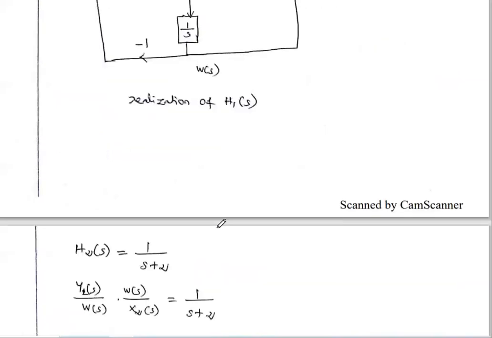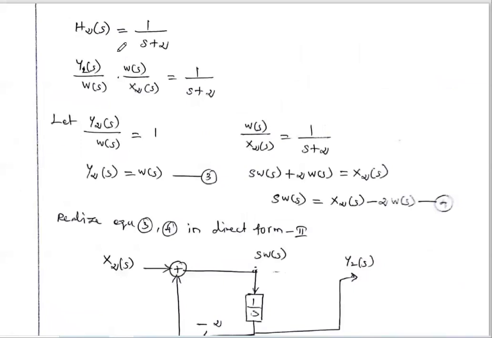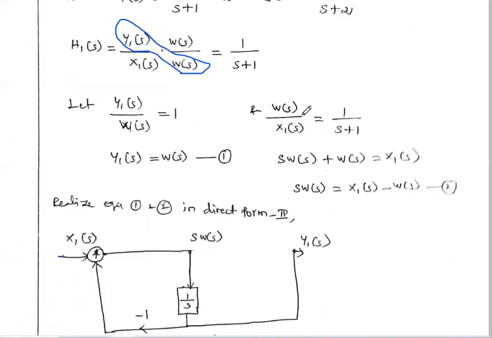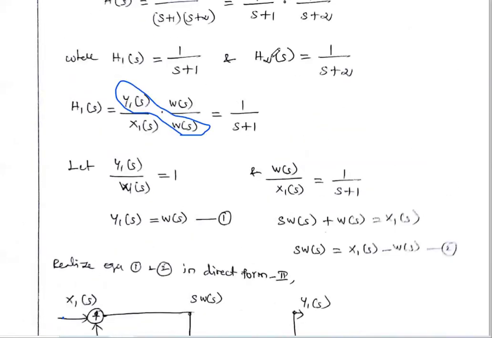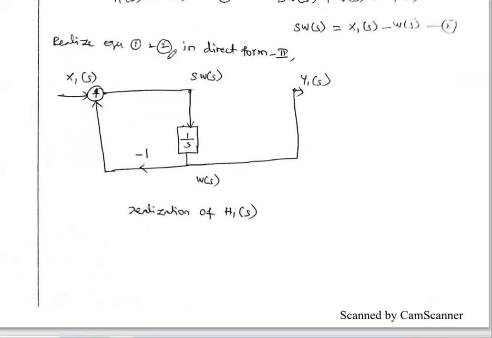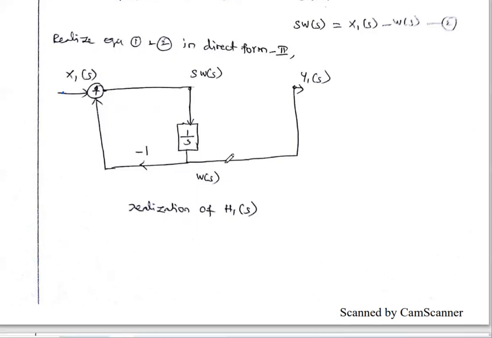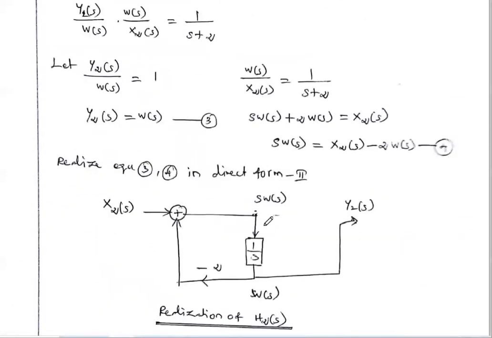Similarly, we have to realize H2. So what is H2? 1 by S plus 2. So you see the H1 and H2. In H1, 1 by S plus 1. In H2, 1 by S plus 2. If the H1 of S diagram is like this, S plus 1 means here the scalar multiplier is -1. So the same diagram. What is the difference for H2 of S? Instead of this gain -1, we have to put -2. That is the difference.